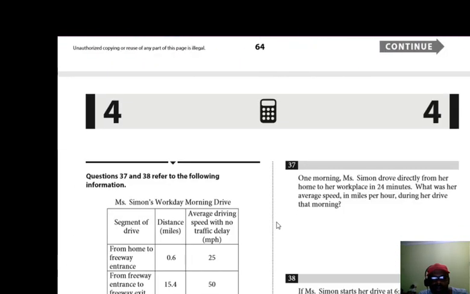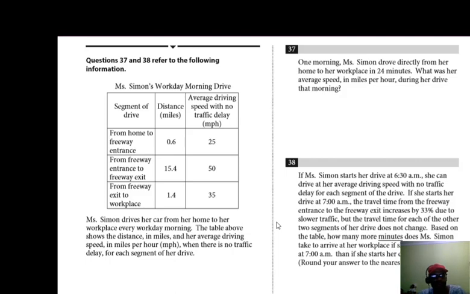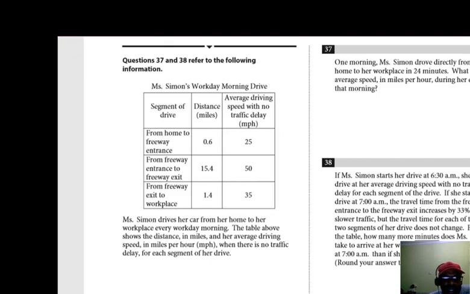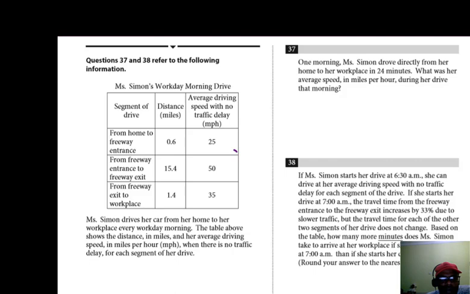Okay, so let's move on here. Questions 37 and 38 belong to this one. Everything is given here: distance, average driving speed with no traffic. So this is a speed, this is a distance. Miss Simon's workday morning drive. One morning, Miss Simon drove directly from her home to her workplace in 24 minutes. So what was her average speed during her drive this morning?